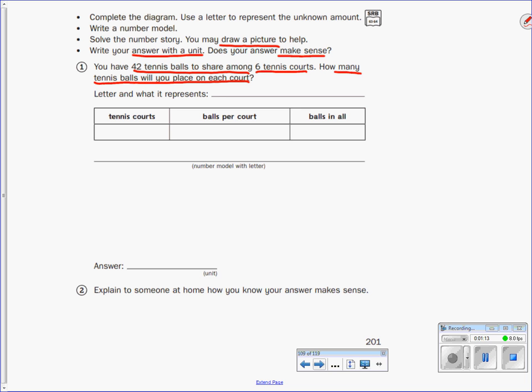So let's use the letter B to represent the balls. We know we have 6 tennis courts. We do not know how many balls are on each court, so we're going to use a B there. And we do know that there are 42 balls in all. Okay, so if we were going to write a number model for this, we could do 6 times B equals 42, or we could do 42 divided by 6 equals B. And each one of those we're going to come up with the same answer.